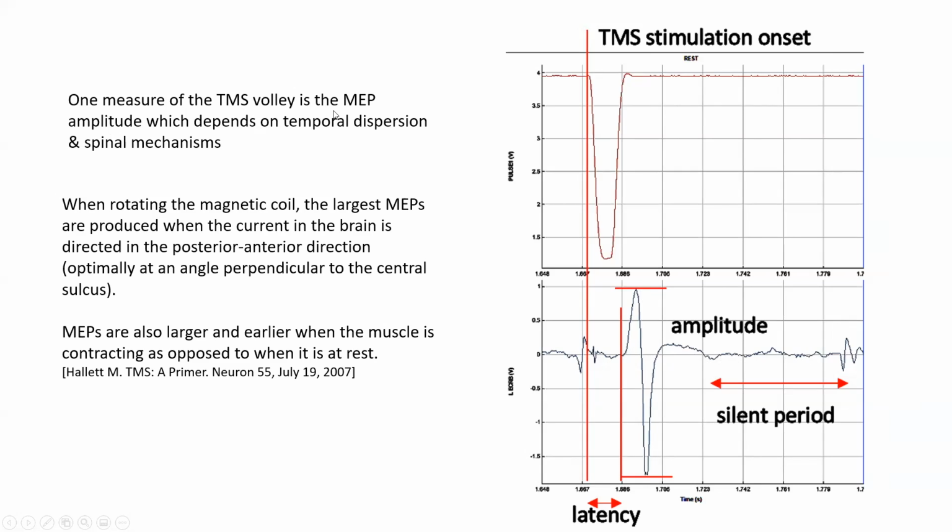One measure of the TMS volley is the MEP amplitude, which depends on temporal dispersion and spinal mechanisms. When rotating the magnetic coil, the largest MEPs are produced when the current in the brain is directed in the posterior anterior direction and optimally at an angle perpendicular to the central sulcus. MEPs are also larger and earlier when the muscle is contracting as opposed to when it is at rest.